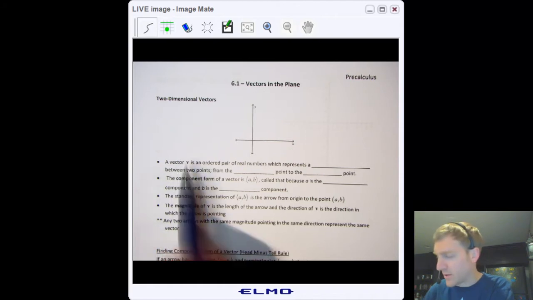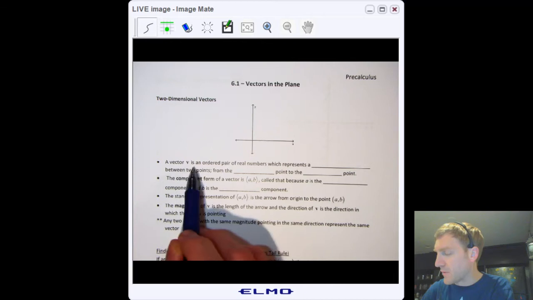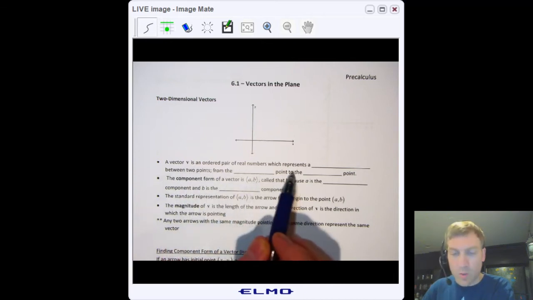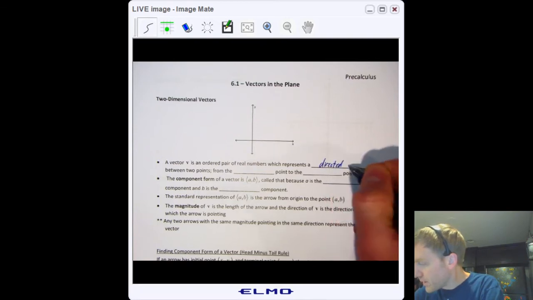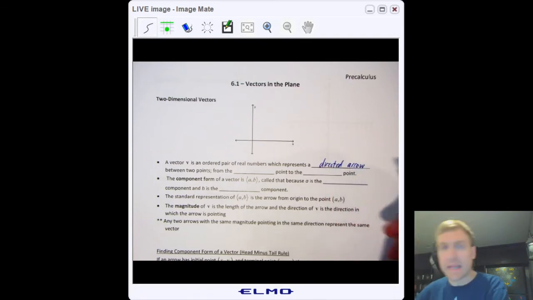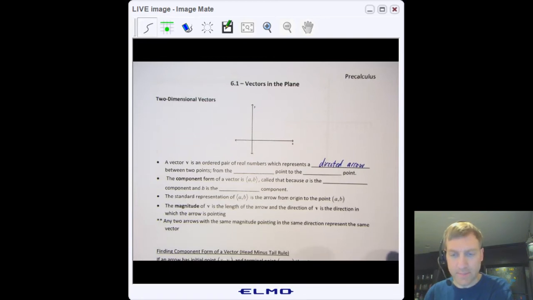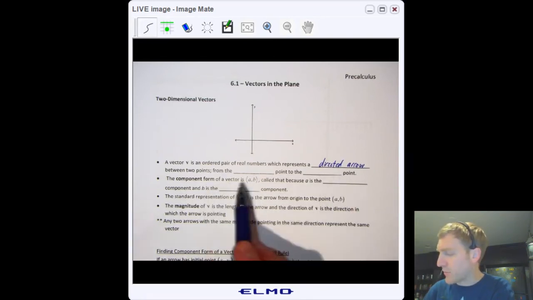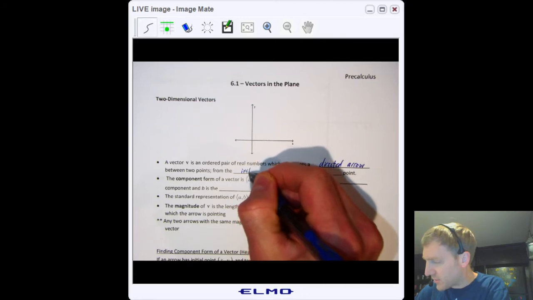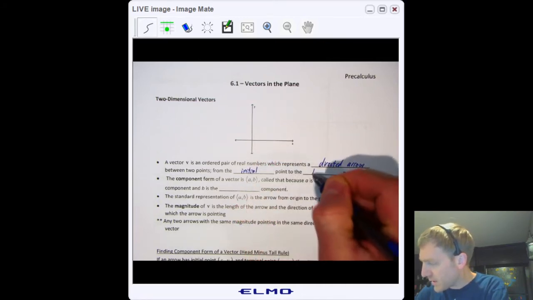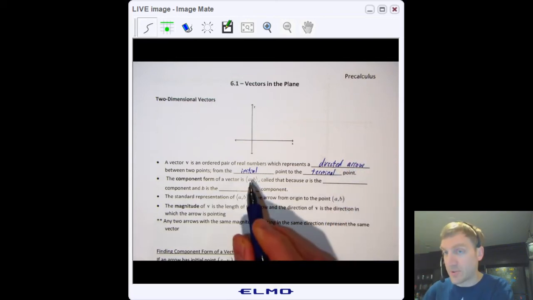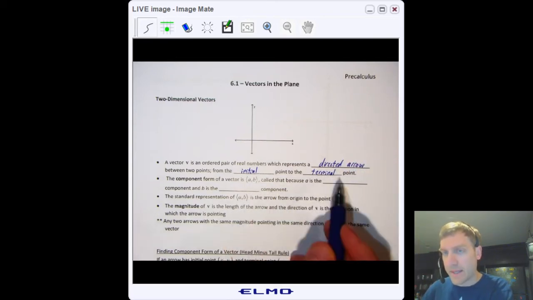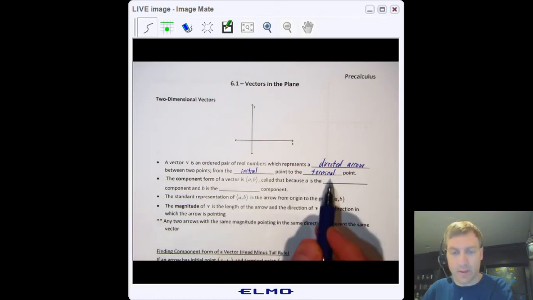So a vector V, and in typing, a vector is a bold letter V. When we write it, we put a little arrow on top, but they use a bold letter V. A vector V is an ordered pair of real numbers, which represents a directed arrow. So it's what's called a directed line segment. It's a line segment with a direction, okay? And a directed arrow from two points, starting with the initial point to the terminal point. Remember, on an angle, we had an initial side and a terminal side, the beginning and the end. Same thing with the vector, initial point and a terminal point.